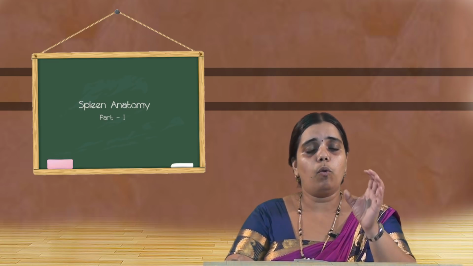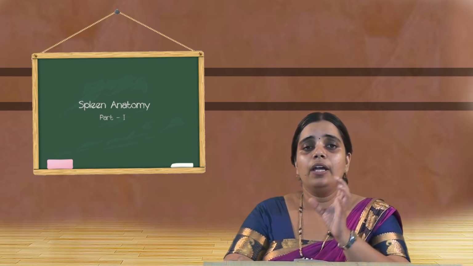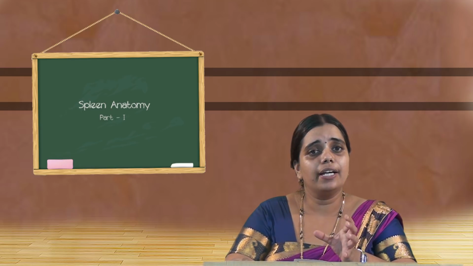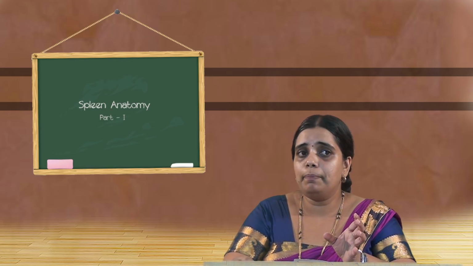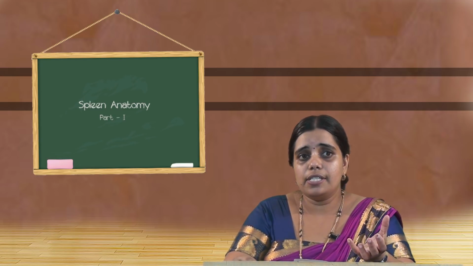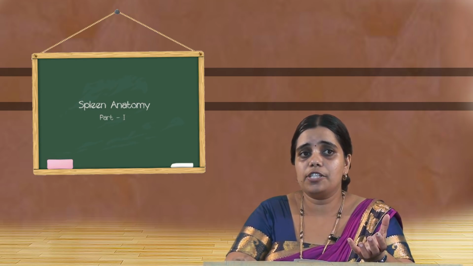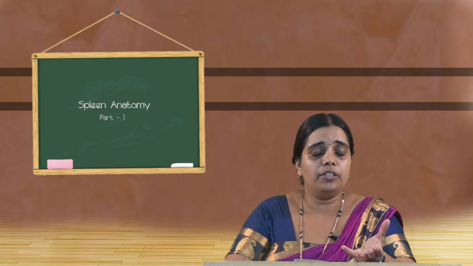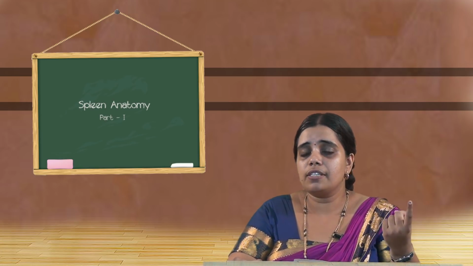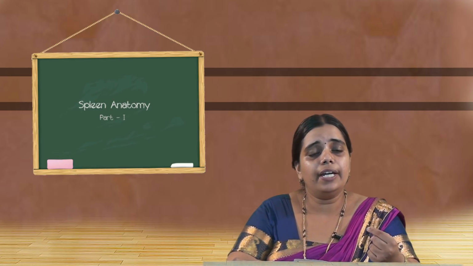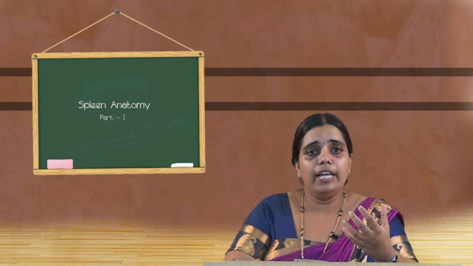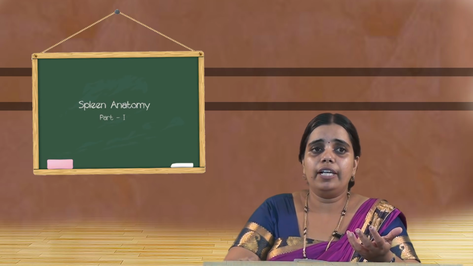You have to remember 1, 2, 2, 2 and 3. It has got 1 hilum, 2 ends, 2 surfaces, 2 angles and 3 borders. Hilum is the place where the artery enters and the vein leaves. So, this is the hilum as we have already explained, and it has got 2 ends, as I told you. Only 2 points to remember here. Anterior end is directed towards the mid-axillary line. Posterior end is lying upon the upper pole of the left kidney.